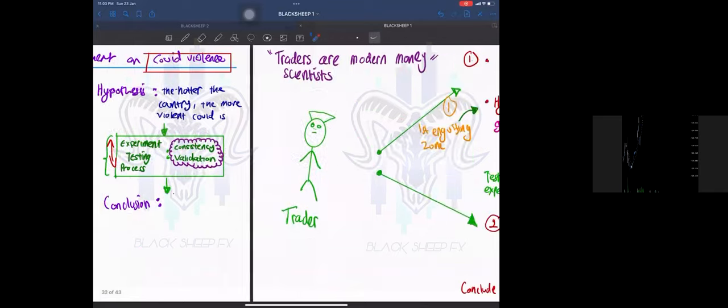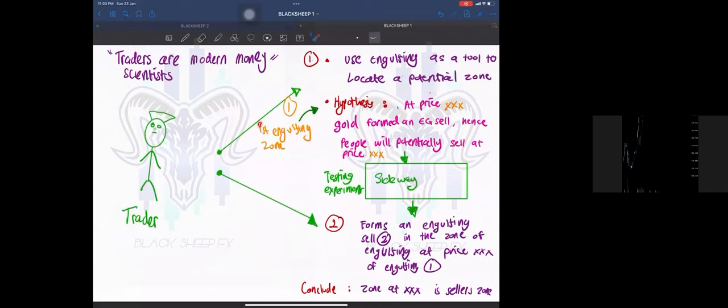So the first hypothesis represents the first engulfing zone. So whenever you mark the first engulfing zone, doesn't mean it will work. But what does it say? It's just saying, let's say at price 1911 of gold, gold formed an engulfing sell. Hence, people will potentially sell when the price comes back to 1911. Correct?